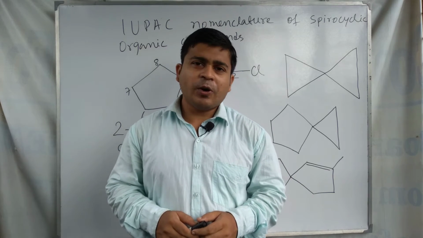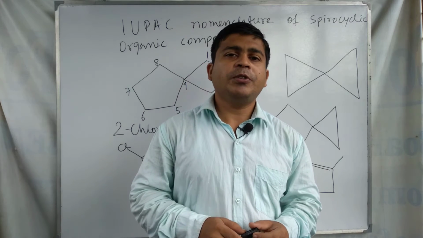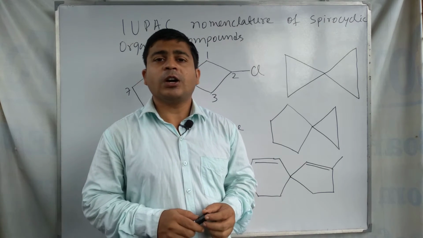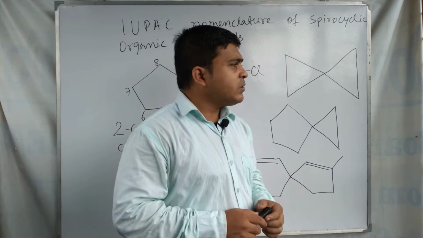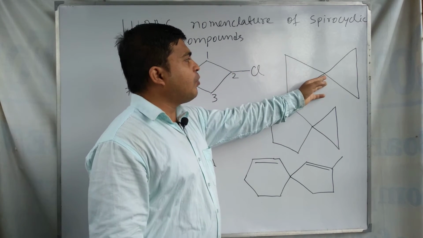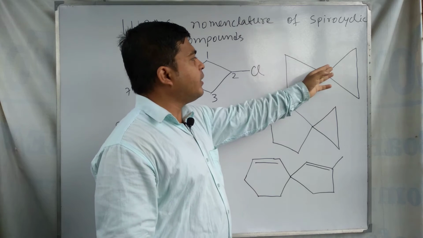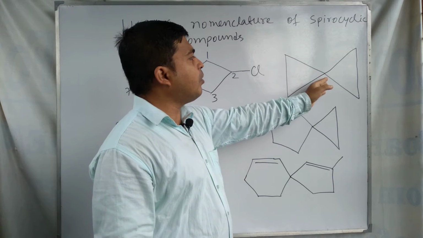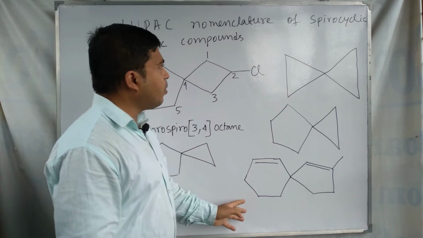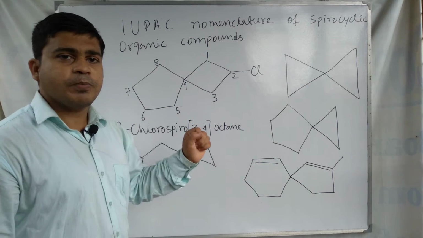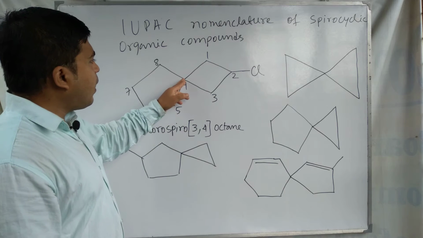Let's start our discussion about the IUPAC nomenclature of the spirocyclic organic compounds. Spirocyclic organic compounds means the rings start from one carbon. Two rings are formed from one carbon. See, these are all examples of spirocyclic organic compounds. These are all one carbon.